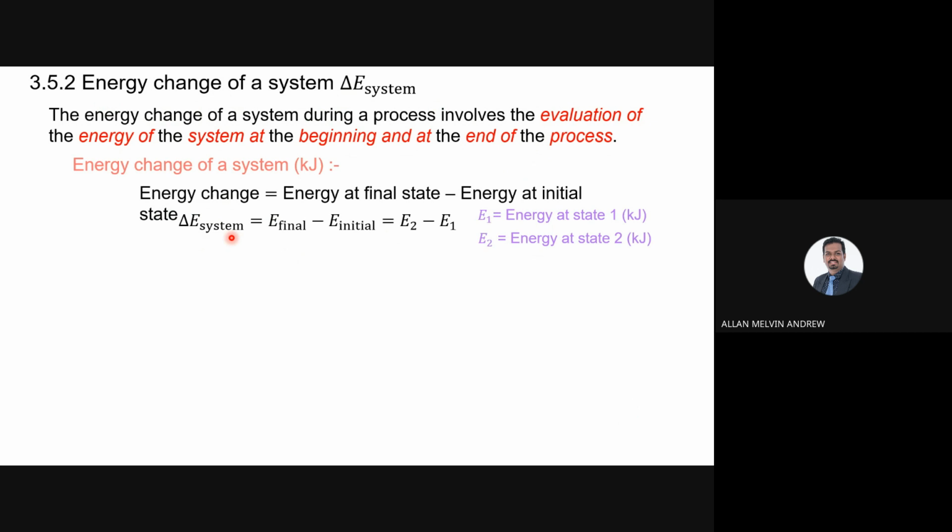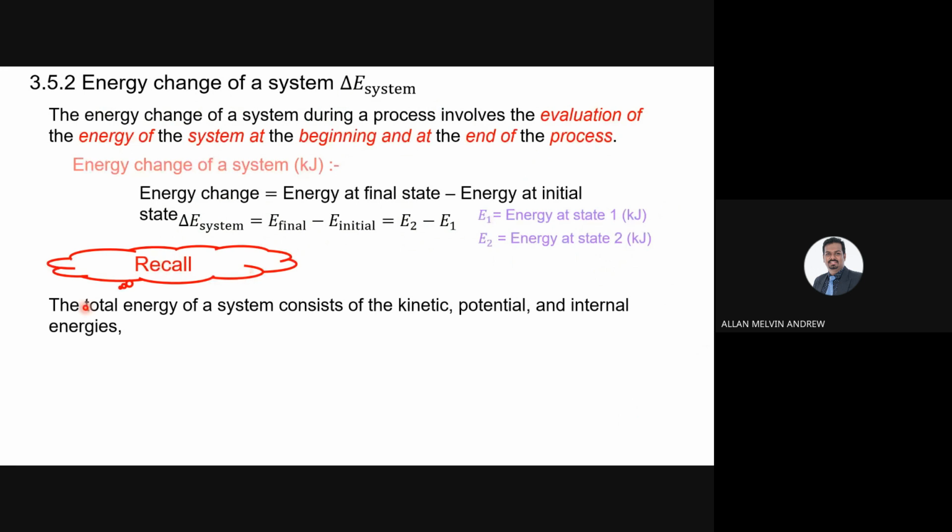Same thing. So, the energy change of the system is E final minus E initial. So E final is E2 minus E1. E2 is the energy at state 2, the final state, minus the energy at the initial state, state 1. So it must be in kilojoule.